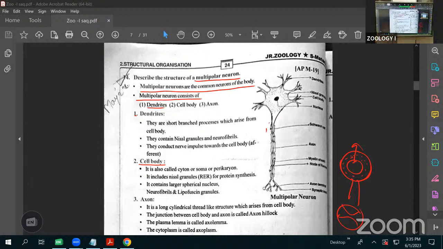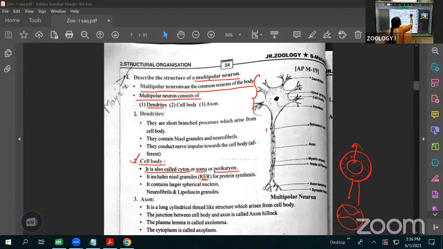What about the dendrites? First, we discuss the cell body. What is the cell body? It is also called the cyton, or soma, or perikaryon. Inside the cyton, the structures present include the Nissl granules, from the rough endoplasmic reticulum. RER means rough endoplasmic reticulum, which forms granules. A number of granules are there.